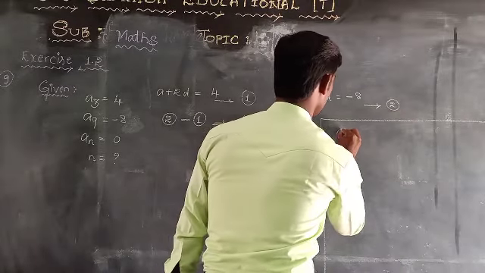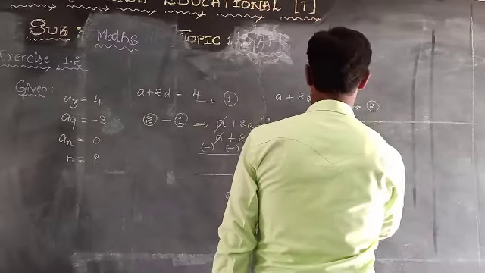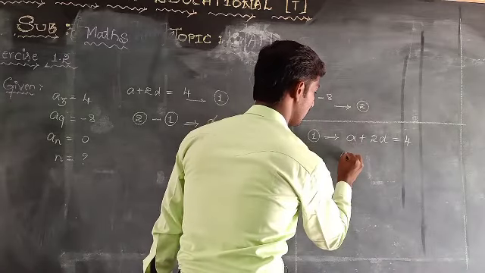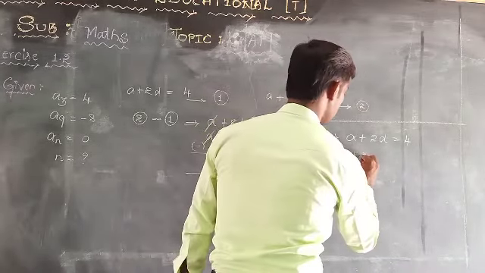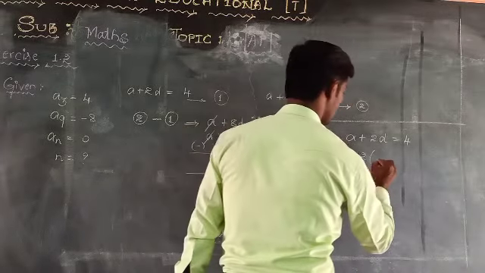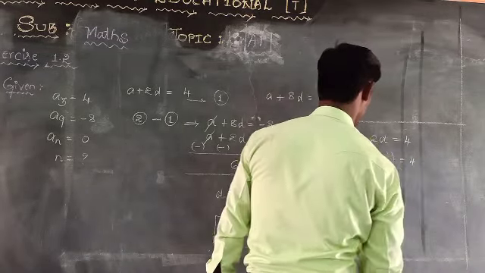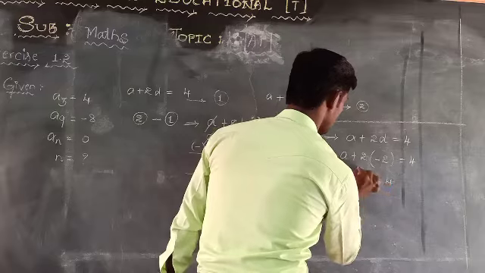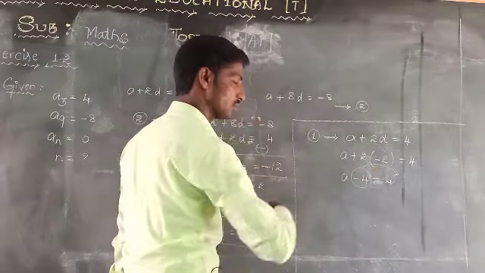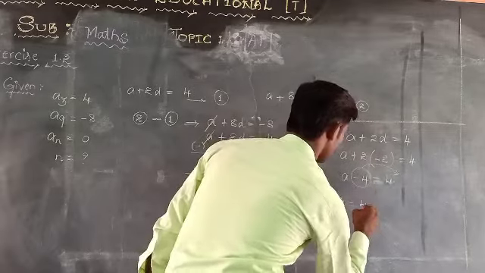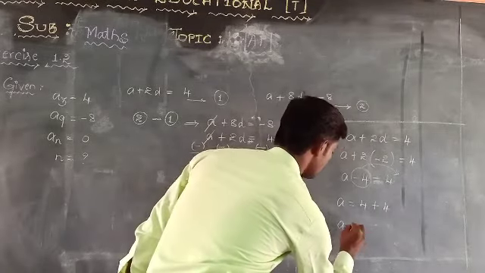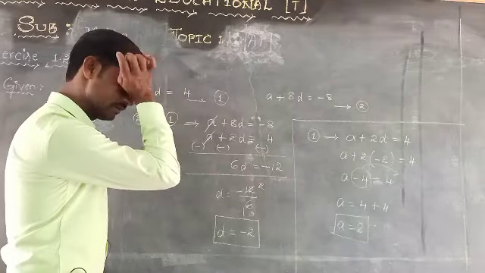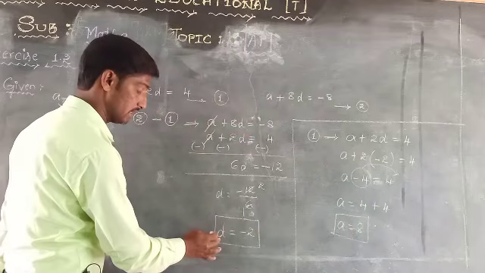Equation number 1 says a plus 2d is equal to 4. Now I need to find the value of a. So I write a as it is, plus 2 times the d value. The d value we got is minus 2, equal to 4. Then a plus, 2 into minus 2 is minus 4, is equal to 4. According to the rule of transposition, send that minus 4 to the right side. Then a is equal to 4 plus 4, so a is equal to 8. So I found the a value and d value: a is the first term and d is the common difference.